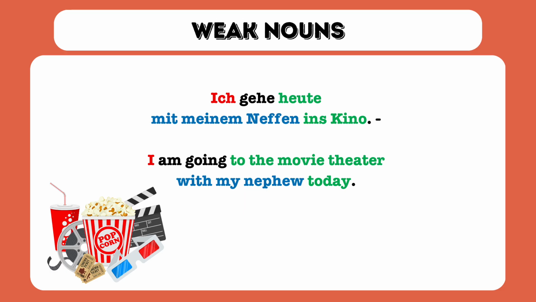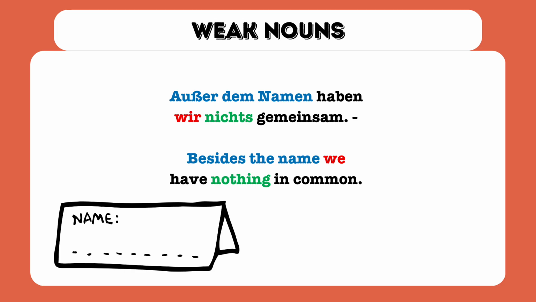For example, Ich gehe heute mit meinem Neffen ins Kino. I am going to the movie theater with my nephew today. Nephew is normally der Neffe, but in the dative case, because of the preposition mit, we say mit meinem Neffen. Außer dem Namen haben wir nichts gemeinsam. Besides the name, we have nothing in common. Außer is another dative preposition, which we'll get to here in a little bit, but it requires the dative case, which is why we say dem Namen.